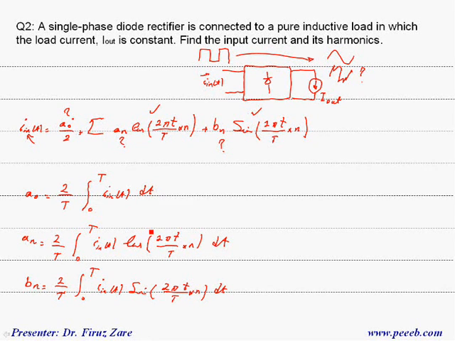So in order to find these factors, we need to look at the input current. Basically, the input current changes from positive I out down to negative I out.